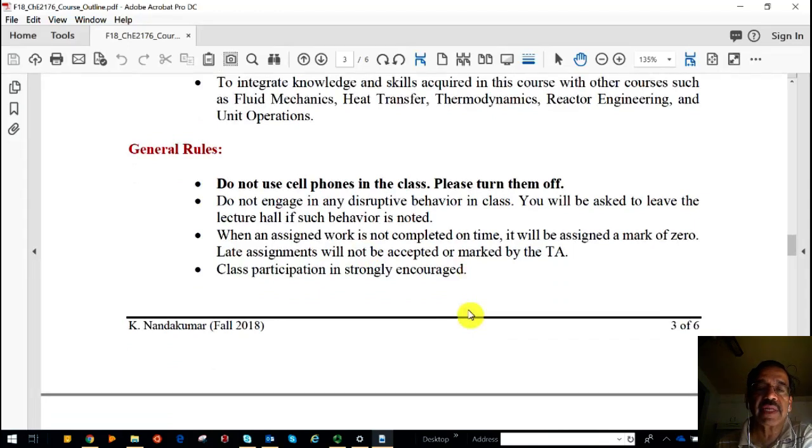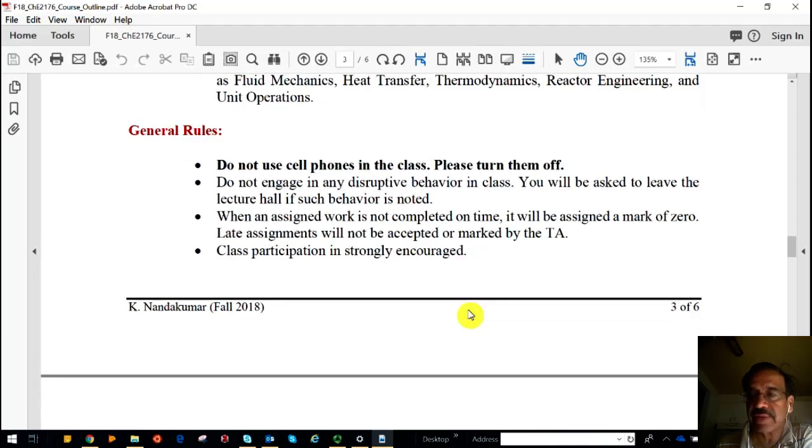The rules about late assignments: you will get a 0. There is no overruling. Okay, and late assignments will not be accepted or marked by the TA. Class participation is strongly encouraged.